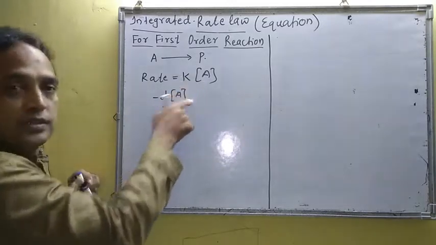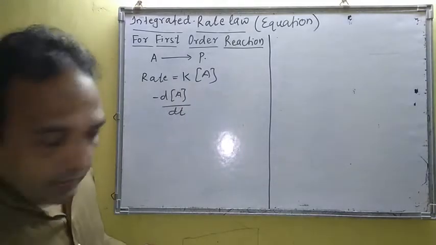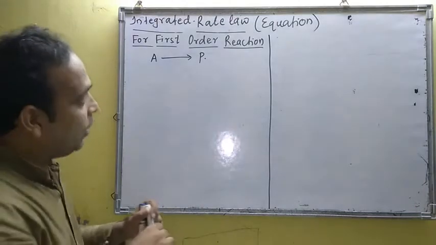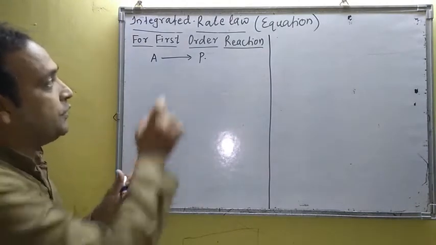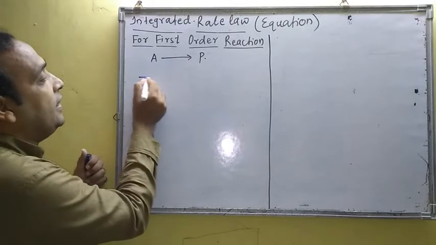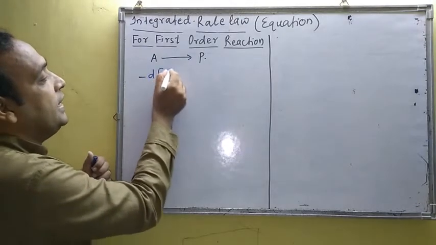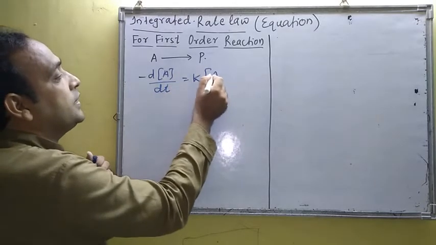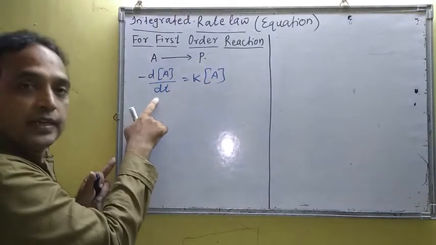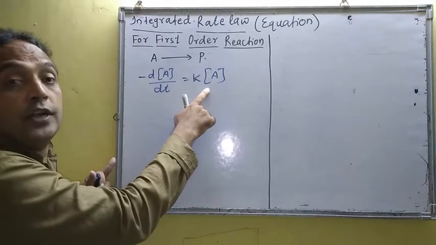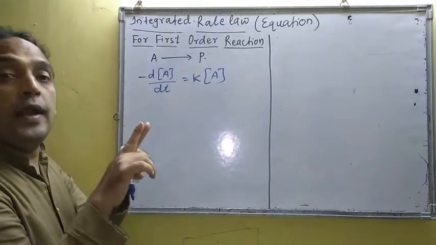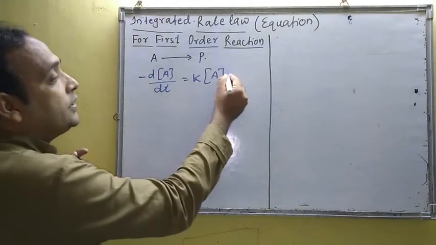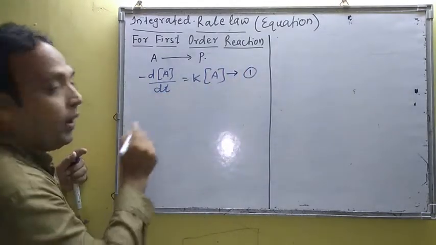Now these two are the concentration terms. So we can write the differential rate equation as follows: minus dA by dt is equal to k into concentration of A. Now this is the instantaneous rate and this is the rate according to rate law, and we have equated the two rates. Suppose this one is my equation number 1.